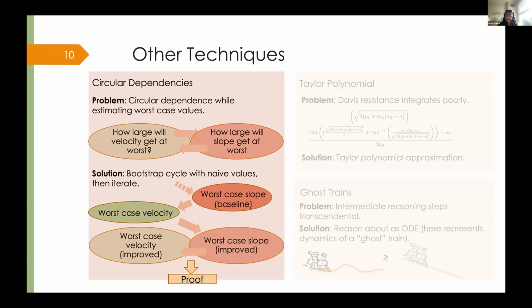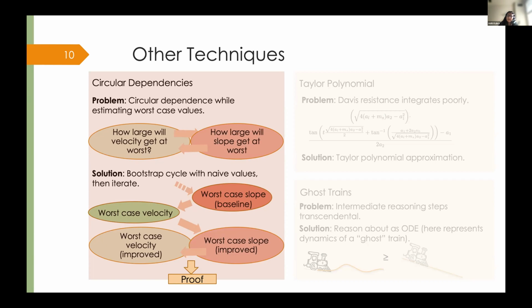While designing the controller, we need to predict provable bounds on the variables of motion, but often these variables depend on each other. For example, in order to predict how large velocity will get, I want to know the slope of the track, to know how gravity will affect velocity. But in order to know the slope of the track, I need to know how large velocity will get, so that I know how quickly slope is going to change.